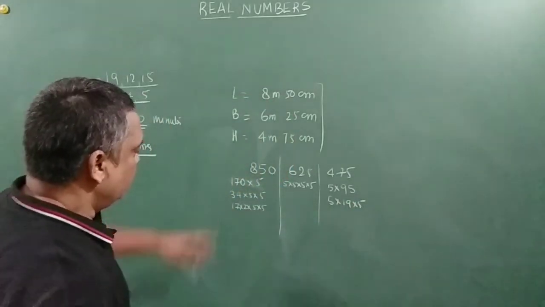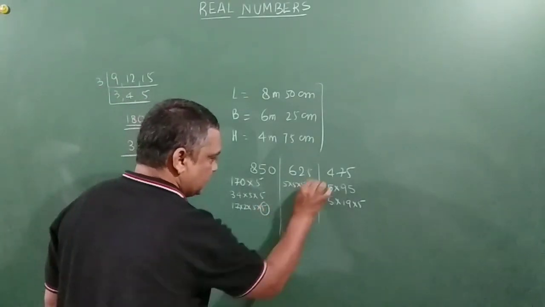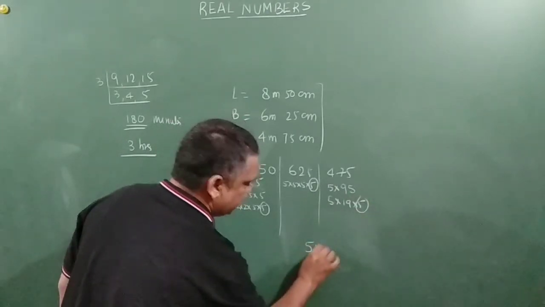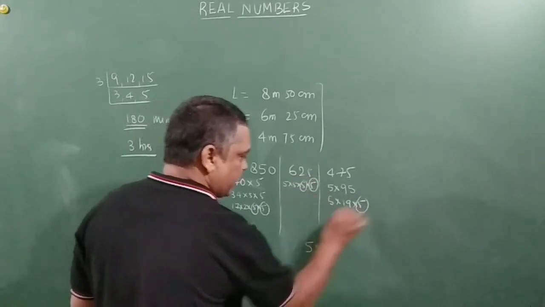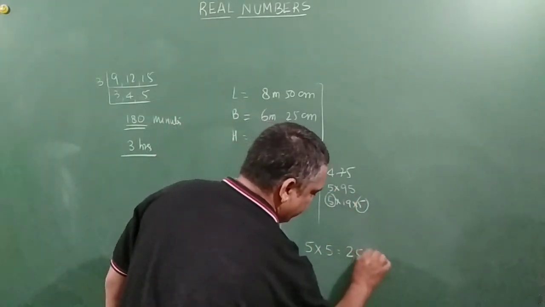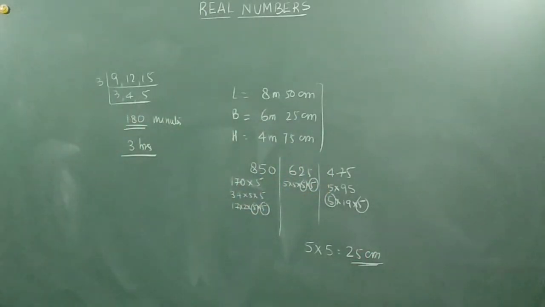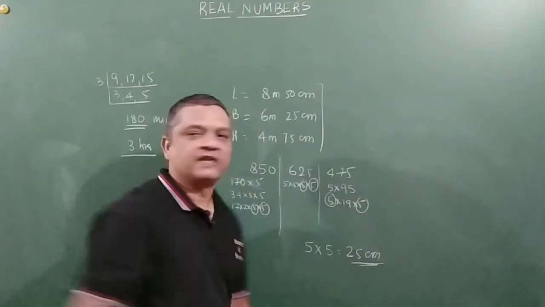Now, what is common in all of these? 5 is common, and the next 5 is also common, right? I bring it here. That is equal to 5 into 5, which is 25 centimeters. Right? So the maximum length of the rod which can exactly measure all the dimensions is 25 centimeters.